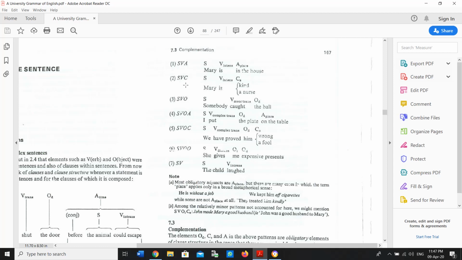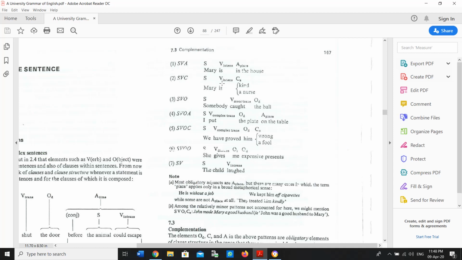Now, the second type, SVC, as I mentioned, also requires an intensive verb. And you can see it is written here in small letters, intense, which means intensive verb. And the adverb here is adverb of place, so not any other types of adverbs. You have adverb of time, frequency, quantity, quality. So there are so many. So in particular, we have to put here only adverb of place.